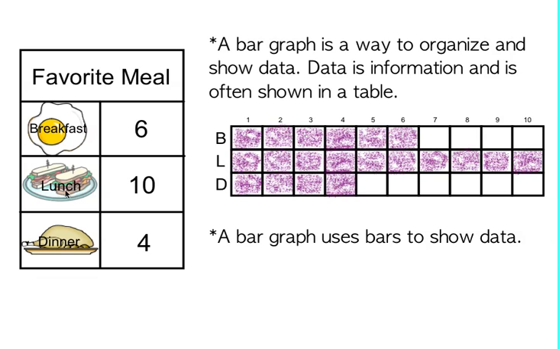The same with lunch. 10 people choose lunch as their favorite meal, and so we have colored in 10 boxes. You can either count those boxes, or if you look up here, there are tiny numbers showing you how many boxes there are in the row. Finally, with dinner, there are 4 people whose favorite meal is dinner, and so we have 1, 2, 3, 4 boxes colored in, 1 for each person whose favorite meal is dinner.